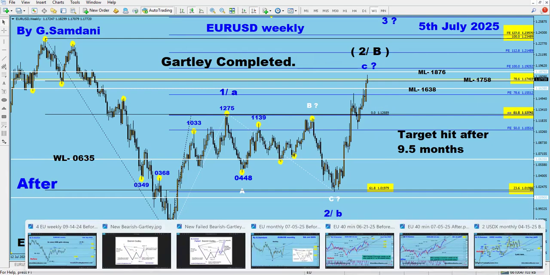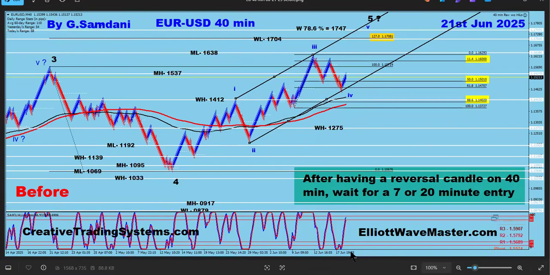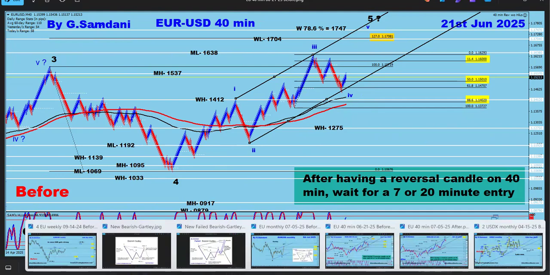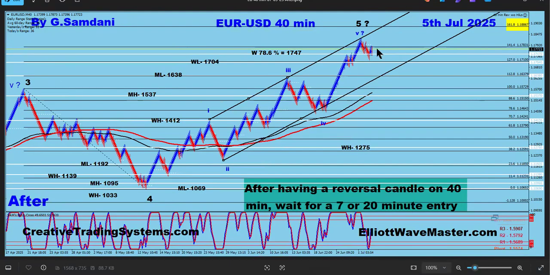Just to show you, even on my 40-minute chart, I had this last week, a couple of weeks ago, that this is wave three, wave four, and then we are going to this 78%, exactly 1747 was here. And I said that this is a perfect wave count for wave five, which will end the Gartley pattern, right? And this is one, two, three, four. And my target was here somewhere. And look what happened exactly. This is where we ended up.